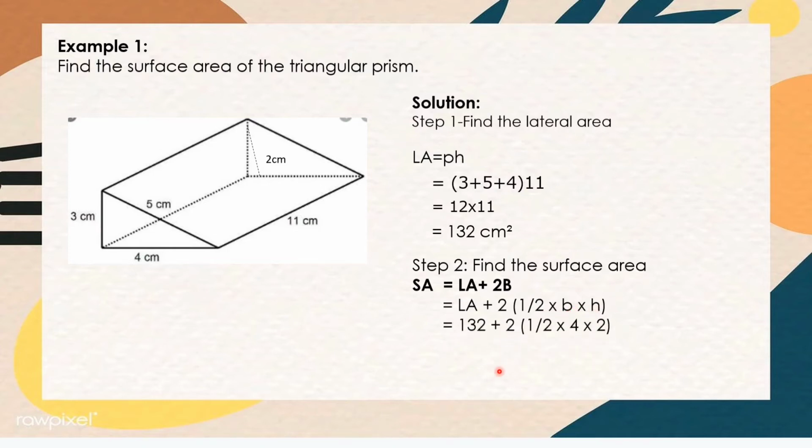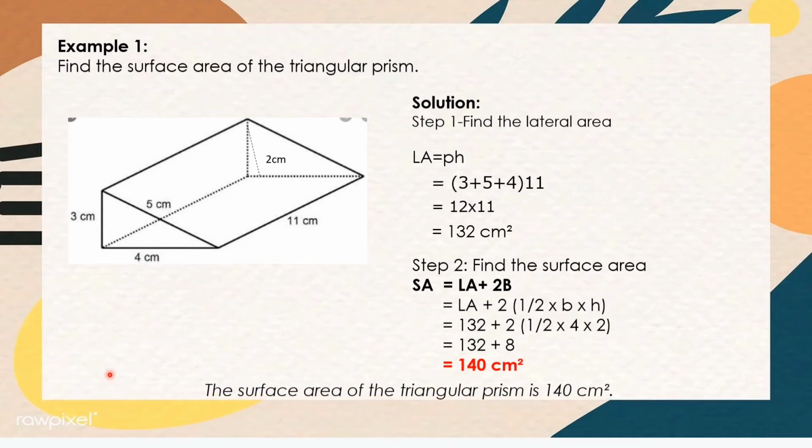So we have here 1/2 times the base, which is 4, and then the height is 2. So we have 4 times 2 is 8, times 1/2. The answer there is 4. Then multiply it by 2. 4 times 2 is 8. So we come up with 132 plus 8. So the answer there will be 140 square centimeters. So the surface area of the triangular prism is 140 square centimeters.